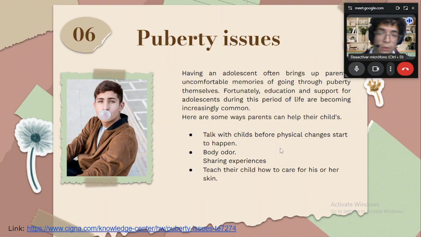So, the first point is to talk with your child before physical changes start to happen. This can help your child to have a clue, an idea of what they are going to experience during this time, like physical changes and the emotions they are going to feel.